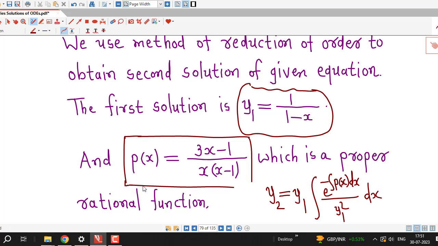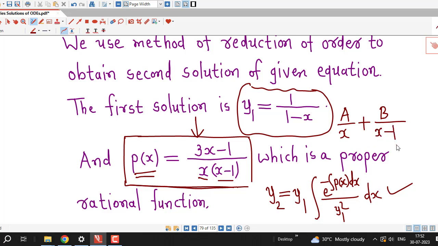So first I will require the integral of this rational function P(x). So I have obtained the integral of P(x) first, and then I have used this formula to obtain y2. Now here you can see I have x into (x minus 1), and both are linear factors, so I can use the method of partial fractions and represent this P(x) in this form, something over x plus something over x minus 1. Without using partial fractions also, we are able to write P(x) in this form.